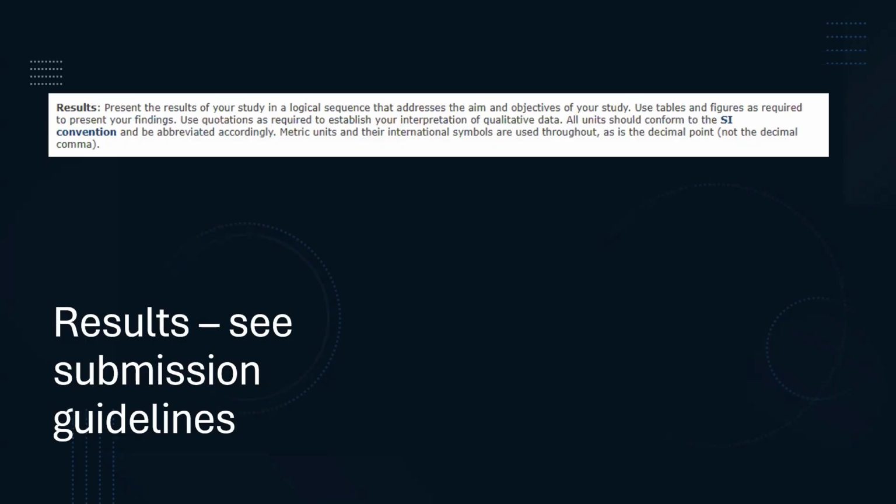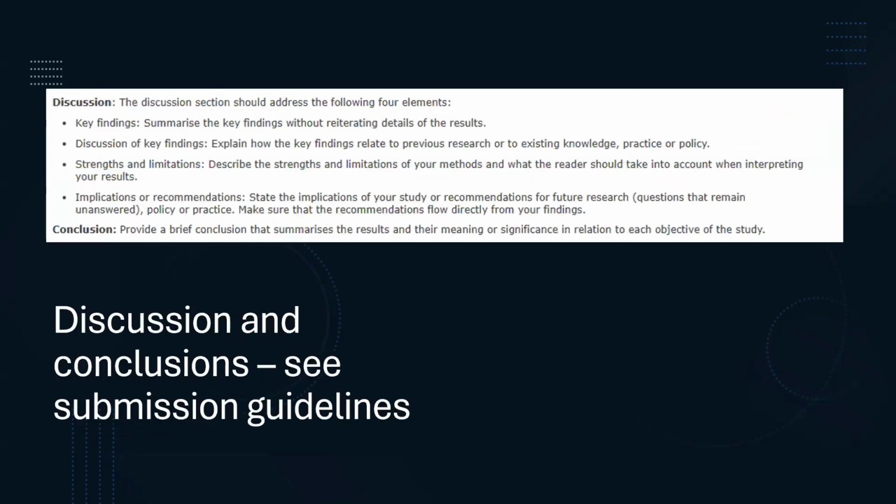And if you're coming from the social sciences, sometimes the results and the discussion are blended together, and then we have to ask you to separate them for this type of health sciences journal. So in the discussion, we're looking for these four sections: a summary of the key findings, a discussion of the key findings, the methodological strengths and limitations, and then either the implications or the recommendations.